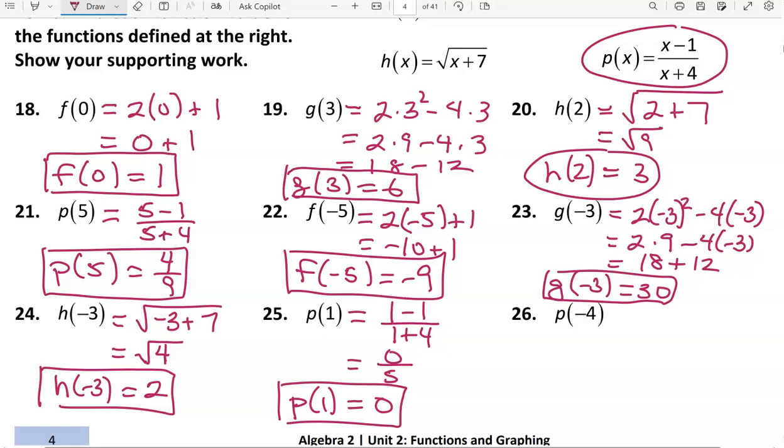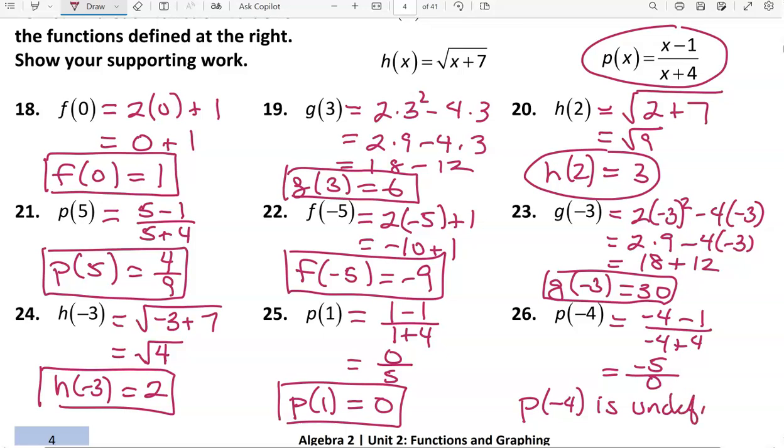In number 26, p of negative 4 is equal to negative 4 minus 1 divided by negative 4 plus 4, which gives us negative 5 divided by 0. And division by 0 is undefined, so p of negative 4 is undefined.